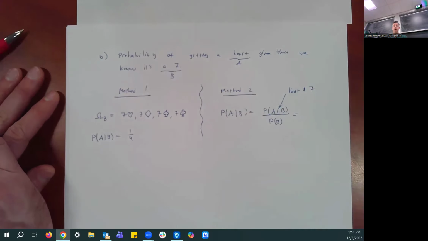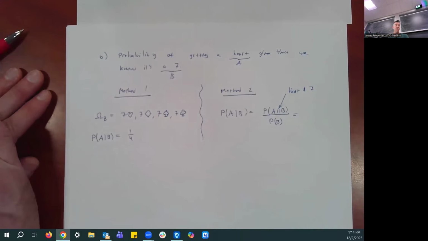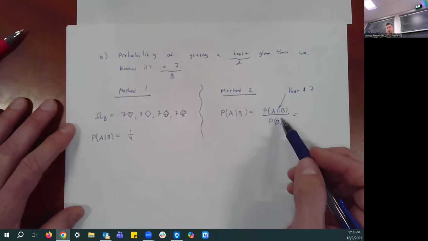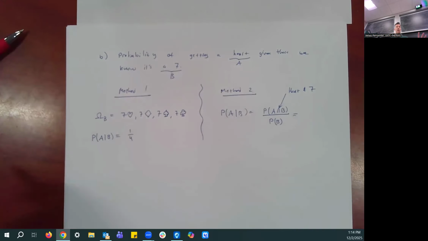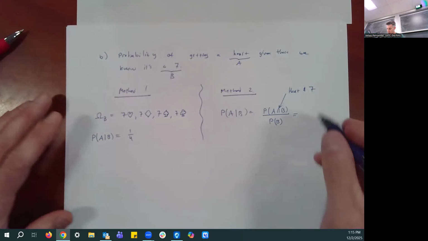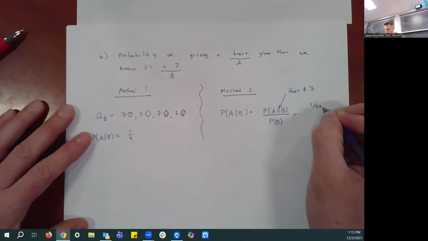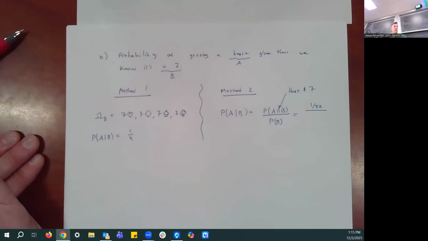There's one, right? The 7 of hearts is the only card that is both a heart and a 7. So this is definitely a case where A intersect B is a smaller set than A or B, right? A is all the hearts, B is all the 7s. A intersect B is just the overlap, which is the one single 7 of hearts. So there's a 1 in 52 chance of getting a 7 of hearts.